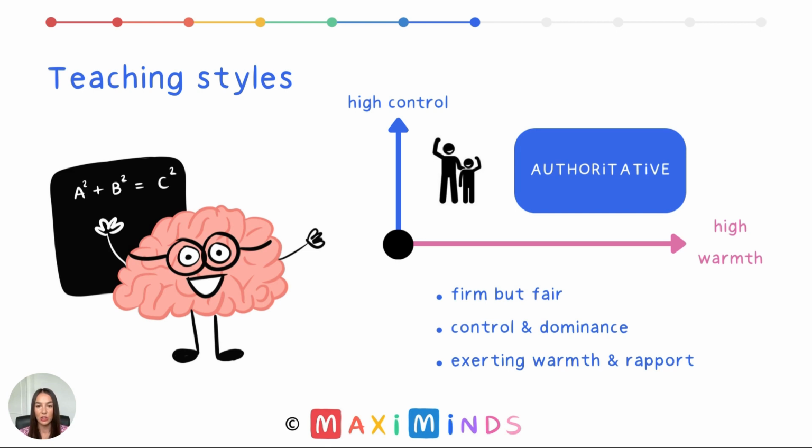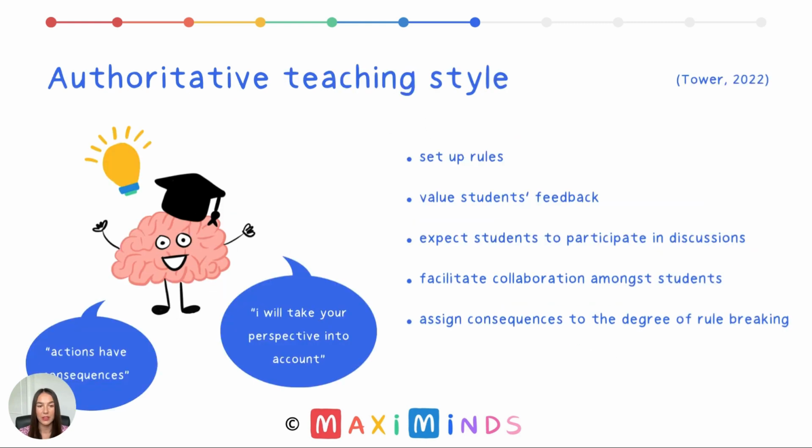This level of high control and dominance, but also high warmth, is effective by being firm but fair, having that control and dominance, and also the warmth and rapport. This might sound like saying things like, well, actions have consequences, but also I'll take your perspective into account. So setting up your own rules, genuinely seeking and valuing students' feedback, expecting them to participate in discussions, collaborate amongst students, but also then assign consequences if they do fail to meet those expectations that you have set and that you've set together.